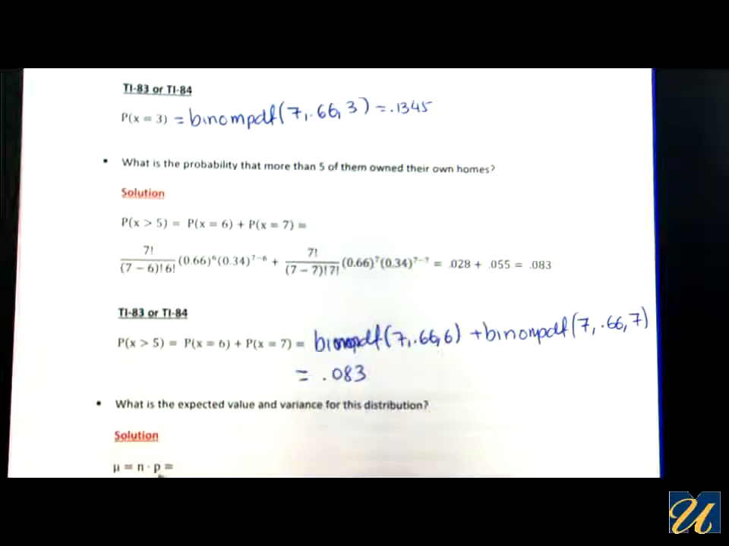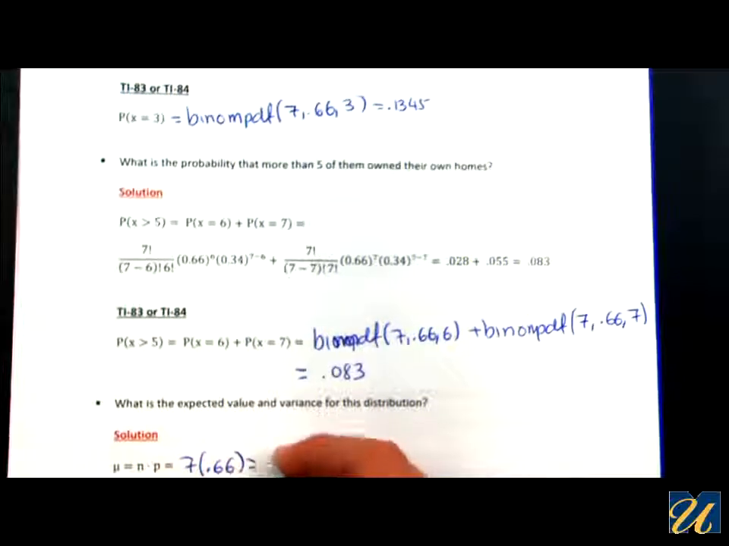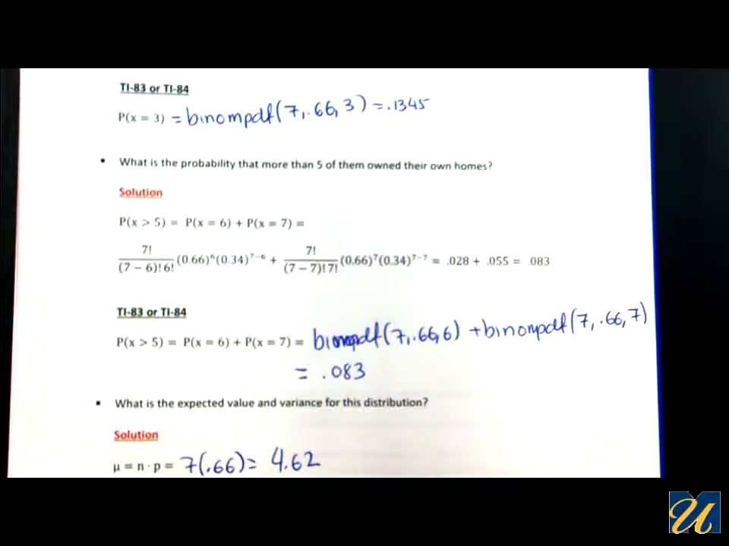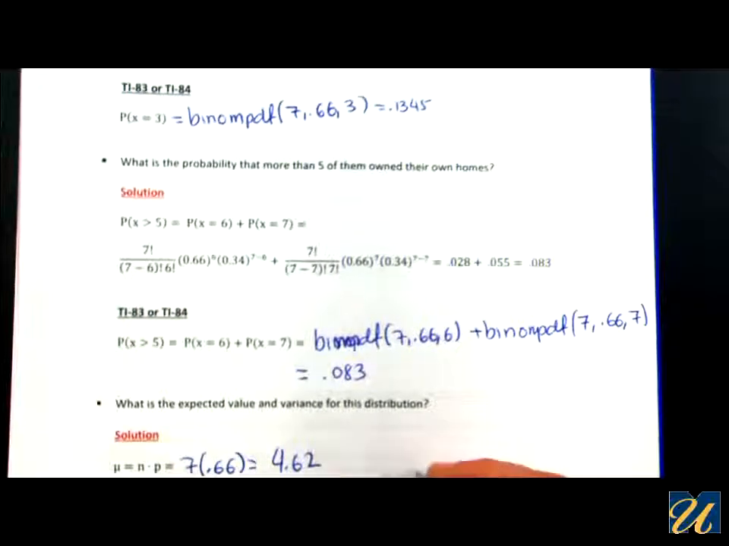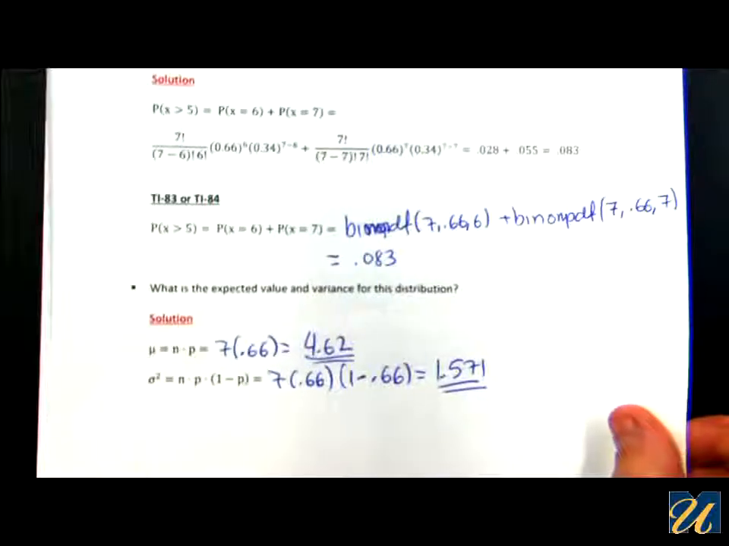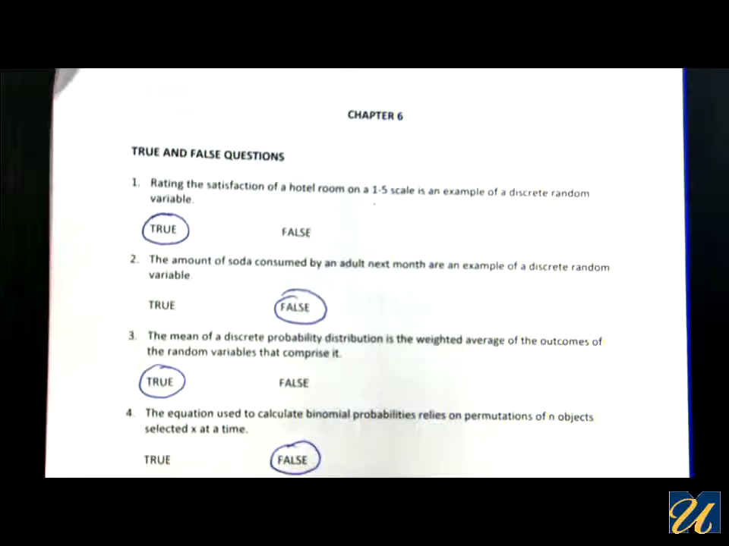Expected value n times p, n is 7, p is 0.66. This will be 4.62. And the variance, 7 times 0.66 times 1 minus 0.66. So this would be 1.571. Right here. So this concludes the examples for chapter 6.